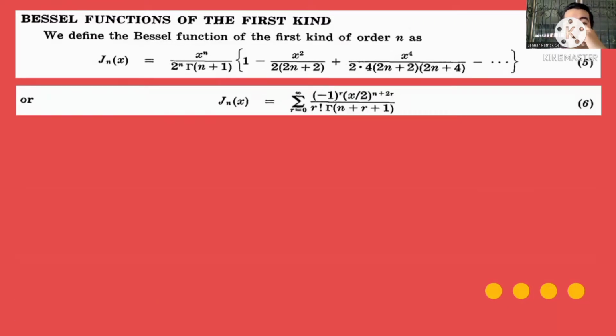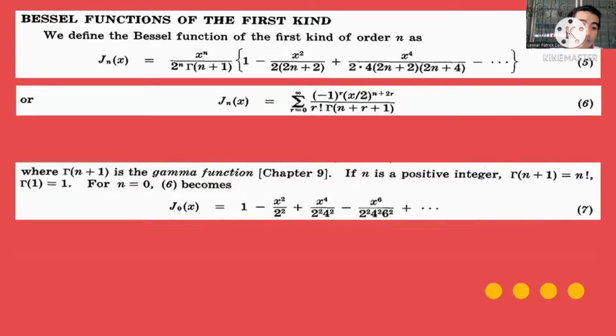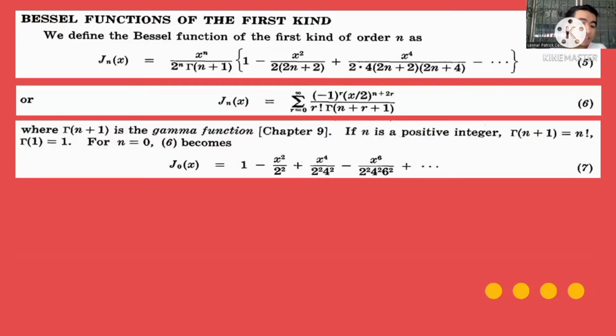Or pwede rin siya na gawing J sub n of x is equal to summation from r equals 0 to infinity of (negative 1) raised to r, x over 2 raised to n plus 2r, all over r factorial times gamma of n plus r plus 1. Tapos dito, kung saan yung gamma of n plus 1 ay tinatawag na gamma function, na kung saan yung n is a positive integer, yung gamma of n plus 1 is equal siya sa n factorial. Gamma of 1 is equal to 1.